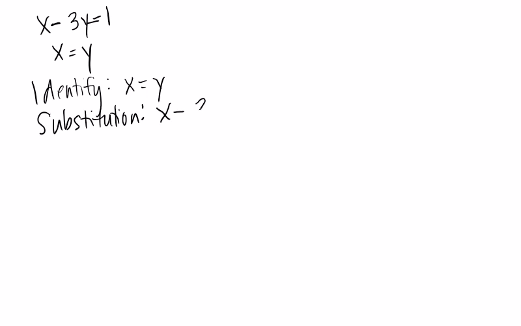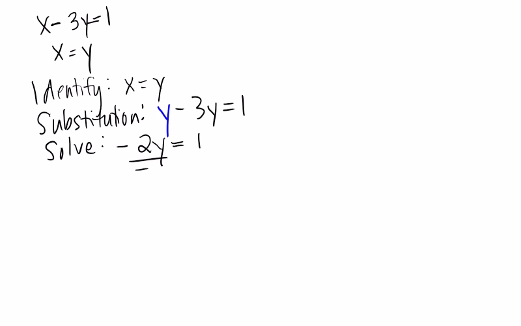So we have x, so we're going to plug in our y, minus 3y is equal to 1. Now we're going to solve. y minus 3y gives us negative 2y, combining like terms, is equal to 1. We're going to divide both sides by negative 2, and we get y is equal to negative 1/2.